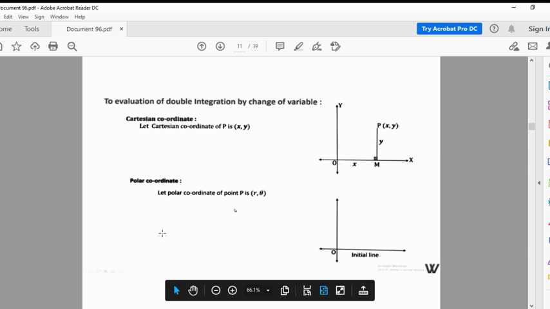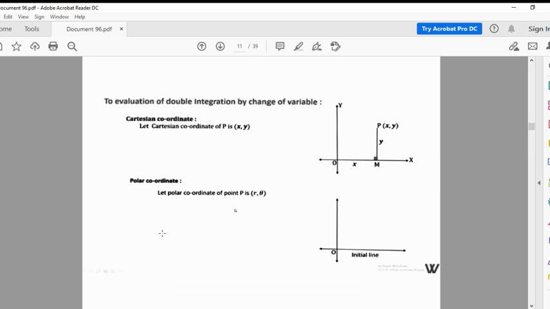Now in the next lecture we have to solve the integration by change of variables.